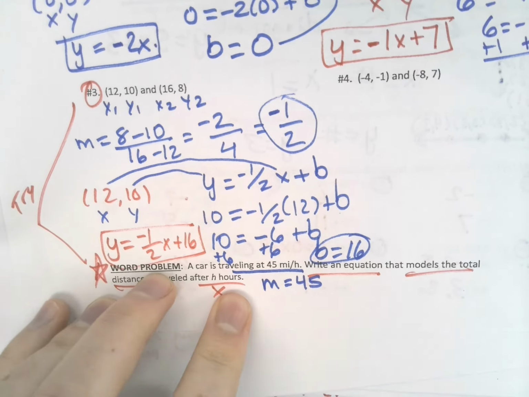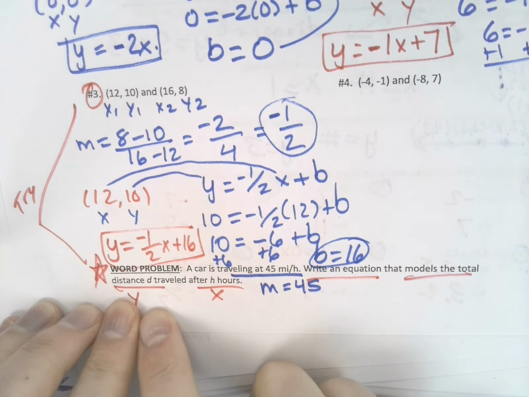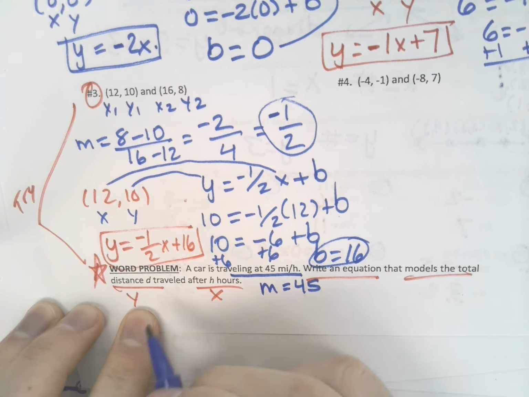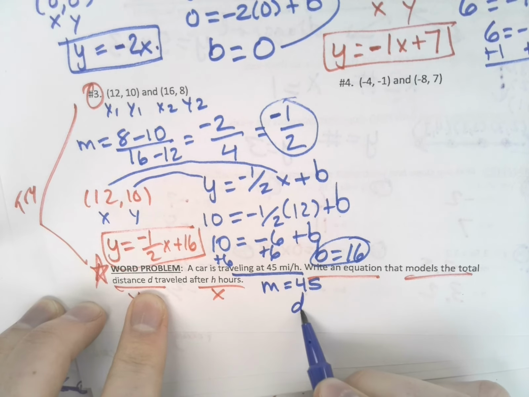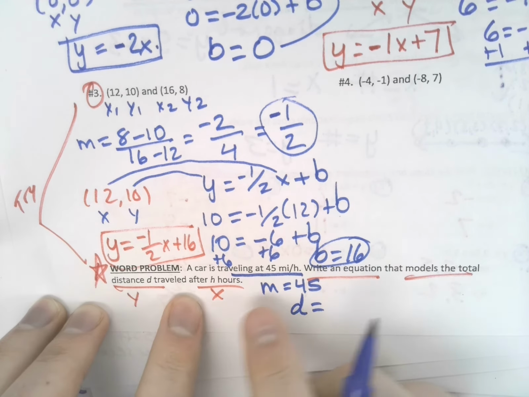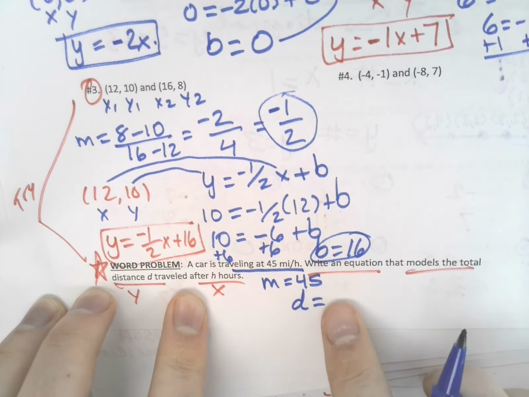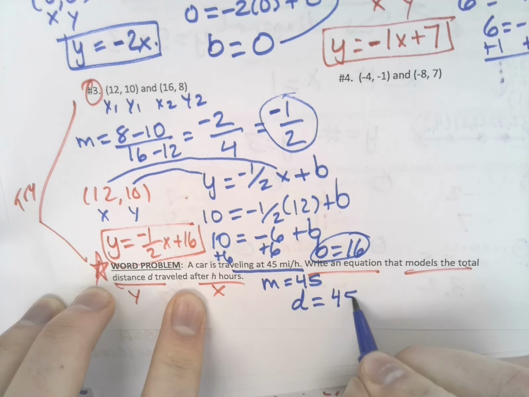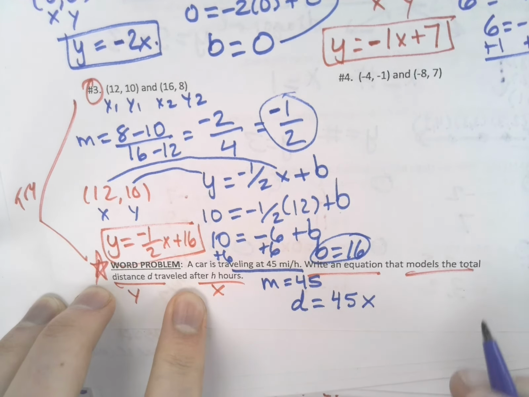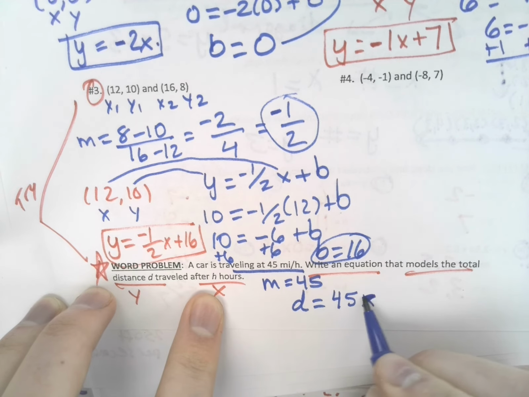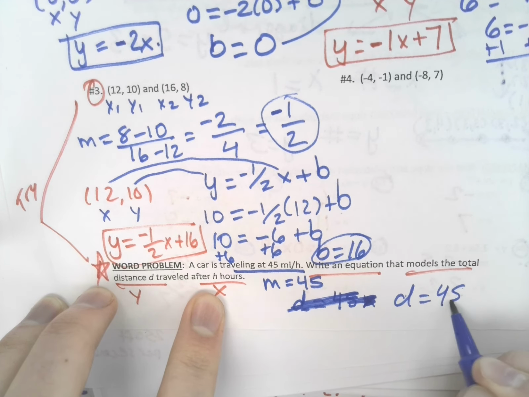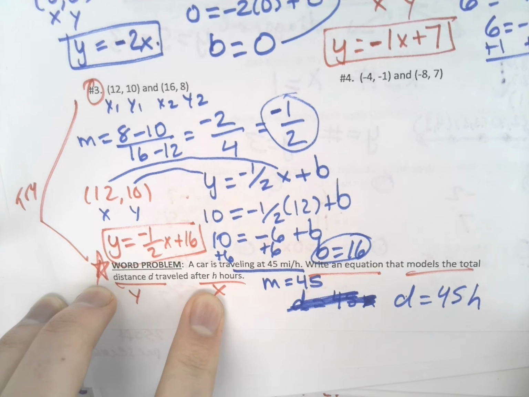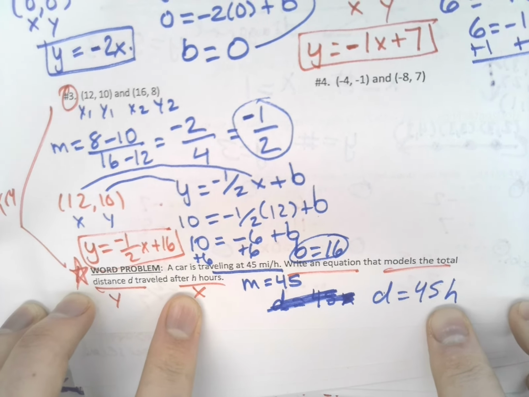Now, if distance is y, then let's put this together, guys. Instead of y, we will have d, distance, equals, what's our m? 45x. Instead of x, what will x be? Let me redo that. H. D equals 45 times, not x, but h. So 45 times the number of hours.